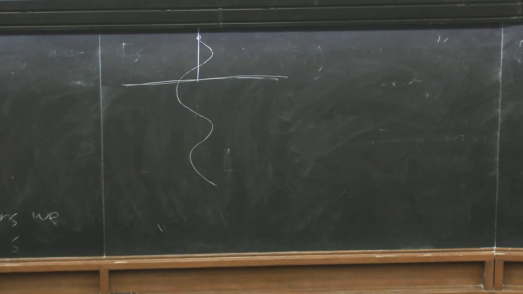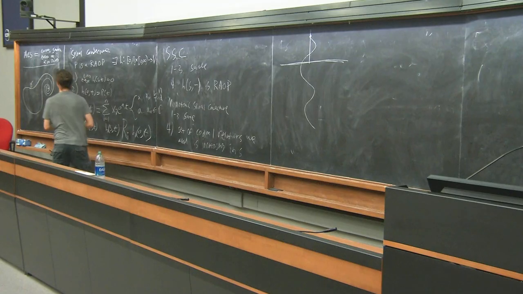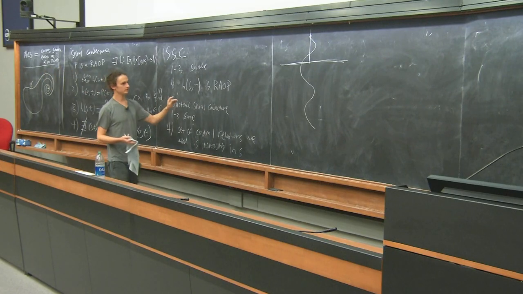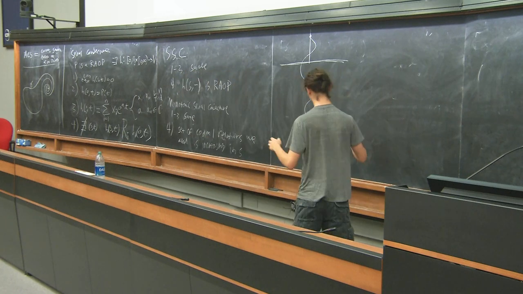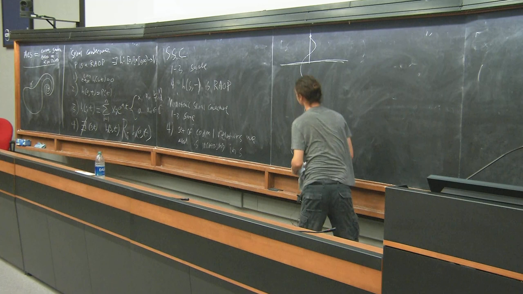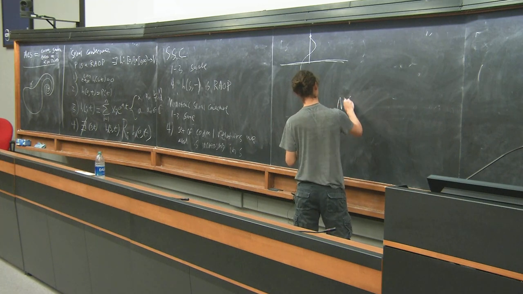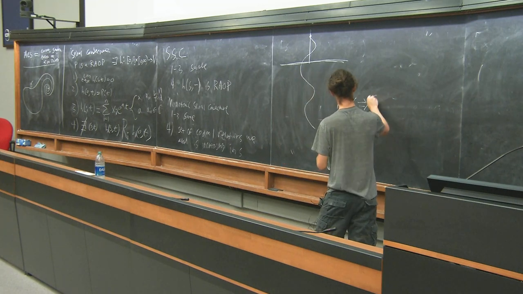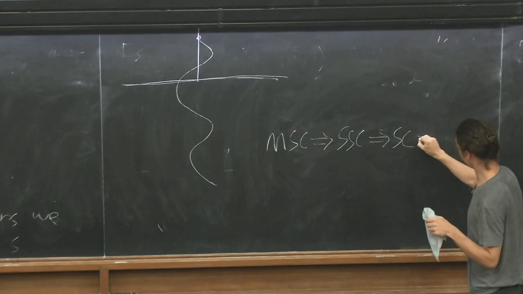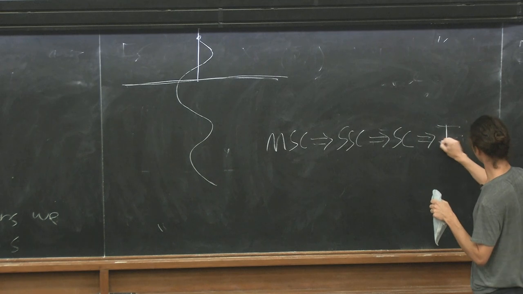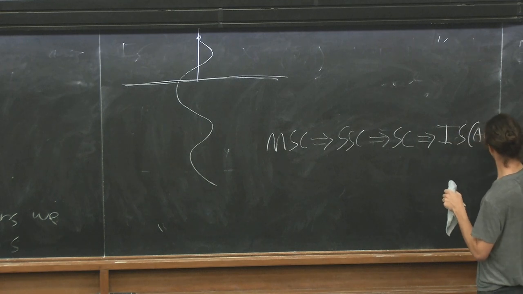That's sort of a vague picture. I don't know if that made any sense at all. But this is kind of nice, and we have the following sequence of implications with these conjectures. So we have the monotonic spiral conjecture implies the strong spiral conjecture, which implies the spiral conjecture, which in turn implies the inscribed square problem for ACS.